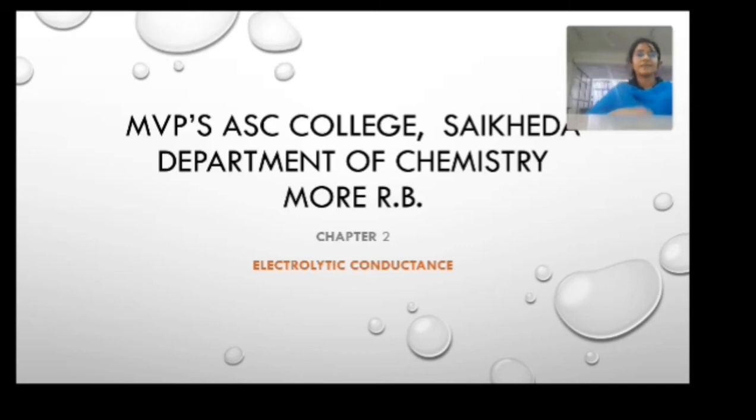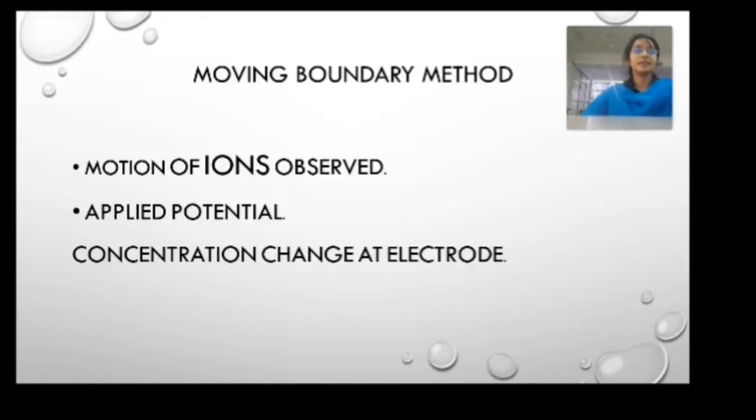Hello friends, today we are going to discuss the second method in electrolytic conductance. In our previous video, we had discussed the Hittorf method. The Hittorf method is useful to determine the transport number or transference number of the electrolyte. Friends, this is our second method, that is the moving boundary method. In this method, we study the transport number and find out the velocity of the ions.